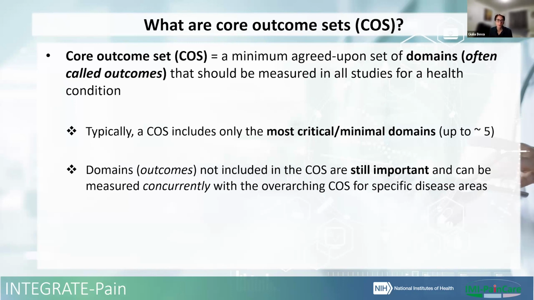One important thing to mention here is that domains that are not included in the core outcome sets that are agreed on for a health area are still very important to be measured concurrently by the researchers. So if there are 5 domains in a core outcome set for fibromyalgia, for example, there might be additional domains that the researchers choose to measure just based on their study goals or their populations.